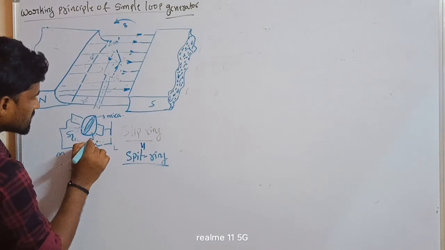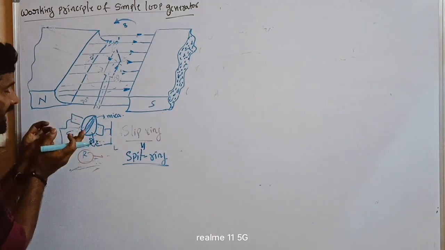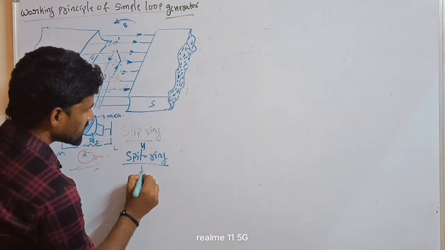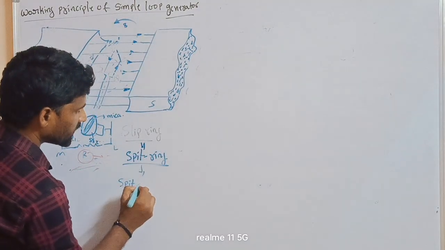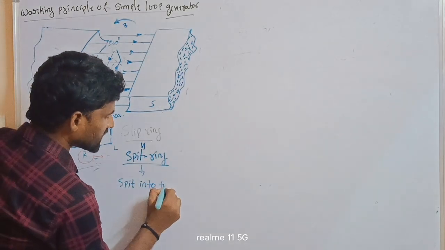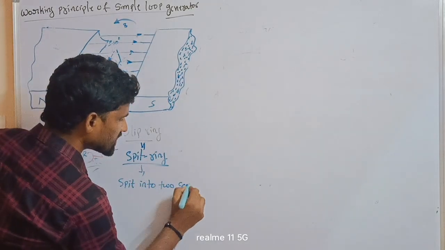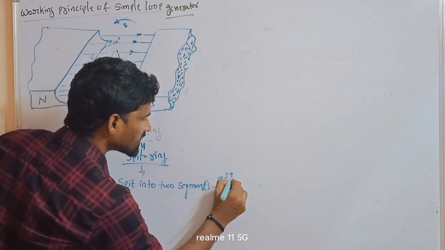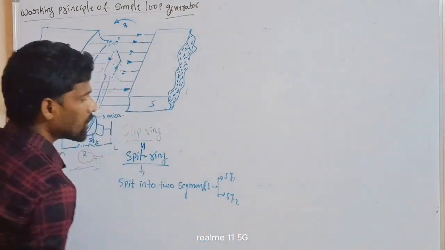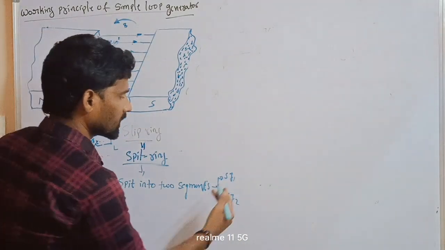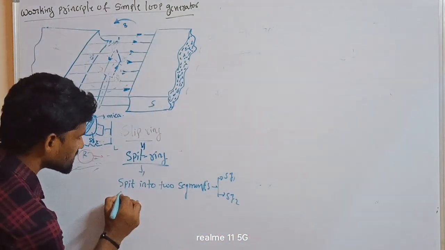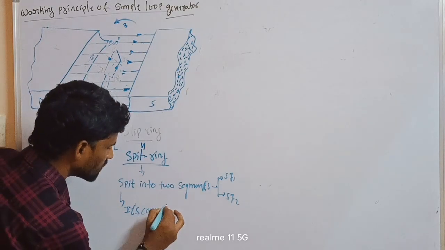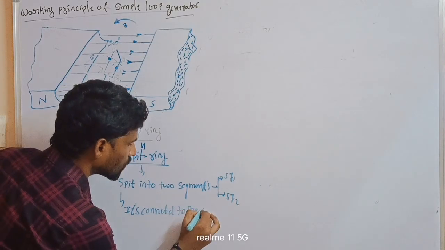So this is SG1, SG2. That is, one split ring is split into two segments. So the split ring is split into two segments, SG1 and SG2. These are connected to the coil. These two are the split rings. It is connected to the coil directions.